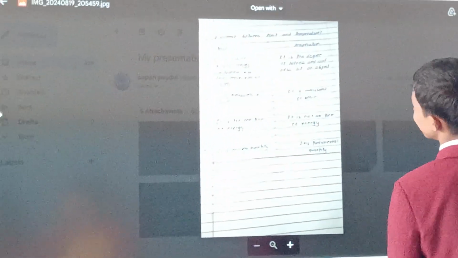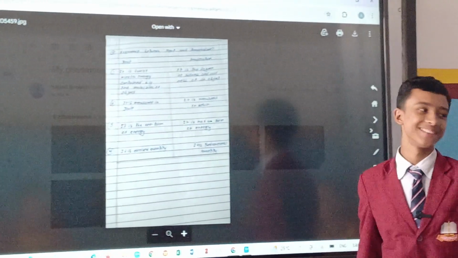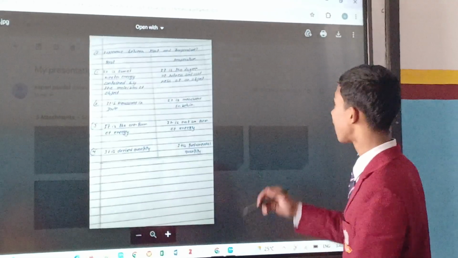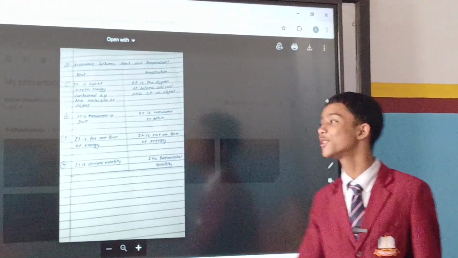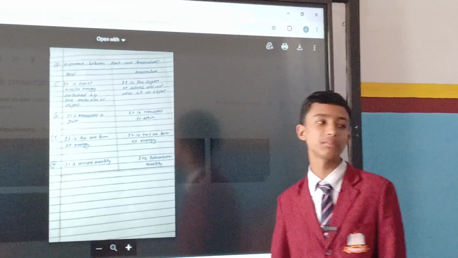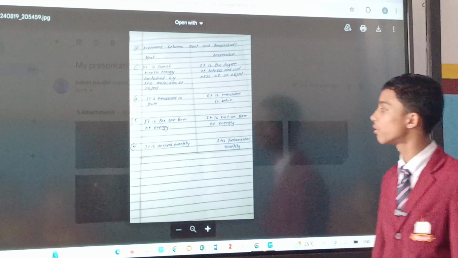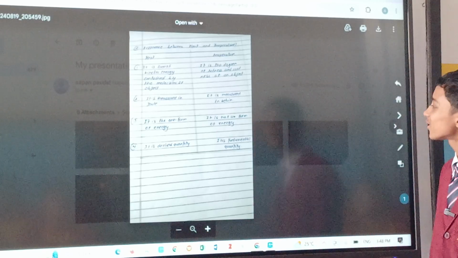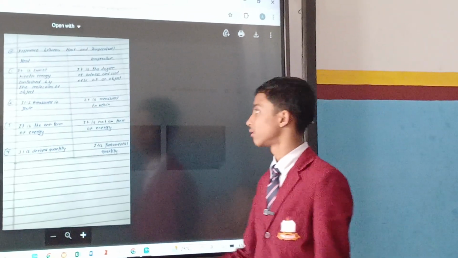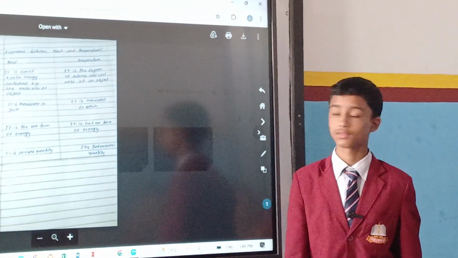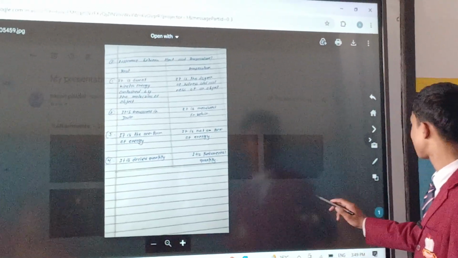Heat is the sum of kinetic energy contained by the molecules of an object. Temperature is the degree of hotness and coldness of an object. Heat is measured in joule. Temperature is measured in Kelvin. Heat is one form of energy. Temperature is not a form of energy. Heat is a derived quantity. Temperature is a fundamental quantity. Thank you.